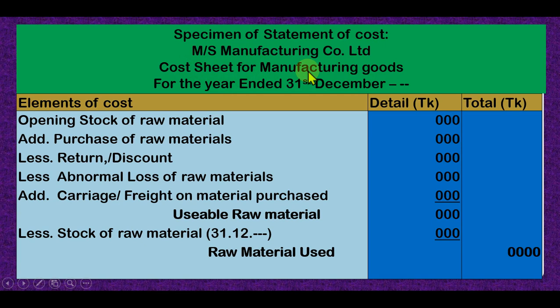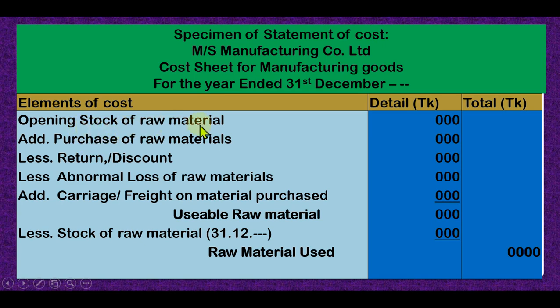We are preparing a cost sheet for service, or service also you can write, for the year ended 31st December 2008. In the columns you can write element of cost, then details taka and total taka. Dear student, at first we have to write opening stock of raw materials.